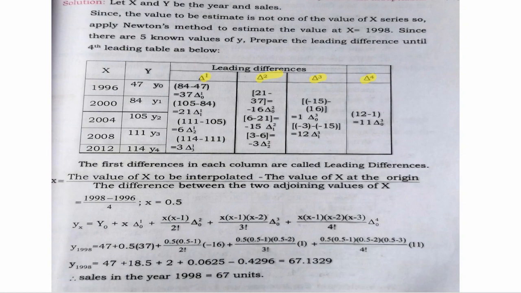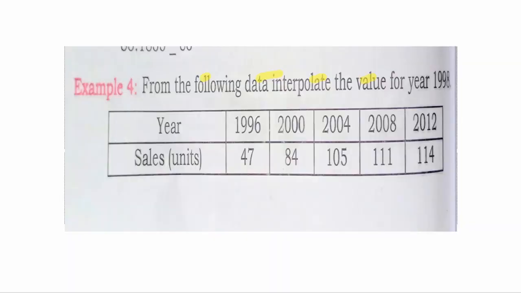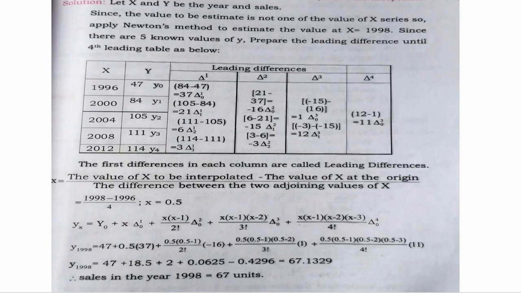They have asked us to find the sales for the year 1998. They have given the sales for the year 1996 and the sales for the year 2000, but we have to find the value for 1998. That 1998 value we will find after finding the leading differences: delta 1, delta 2, delta 3 and delta 4.